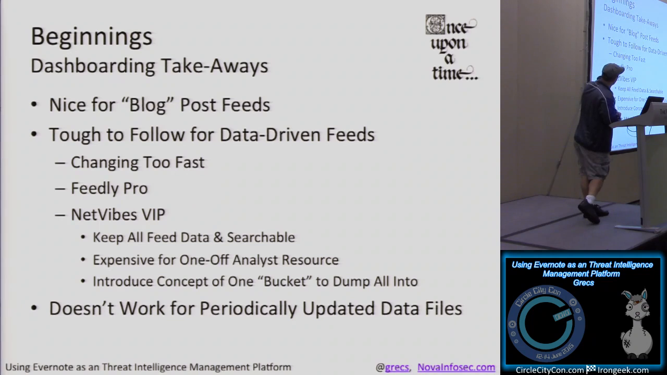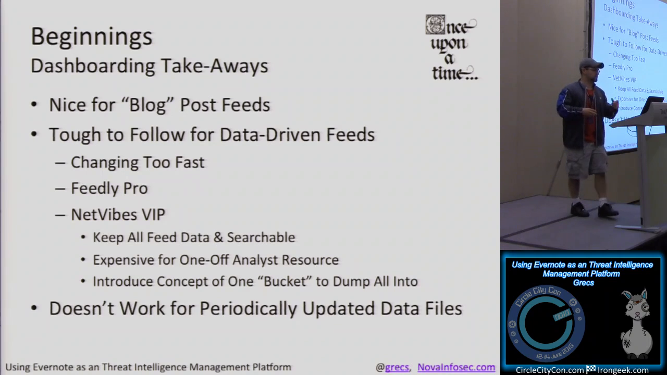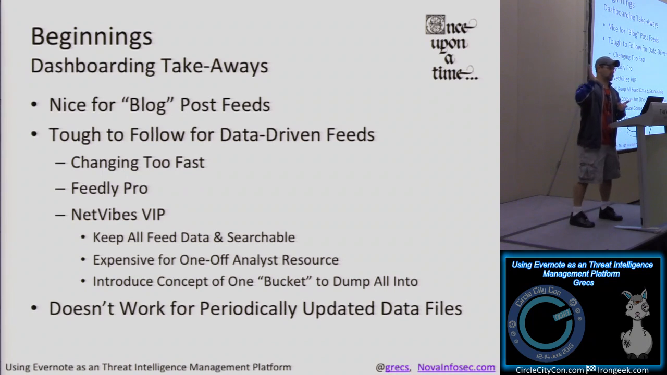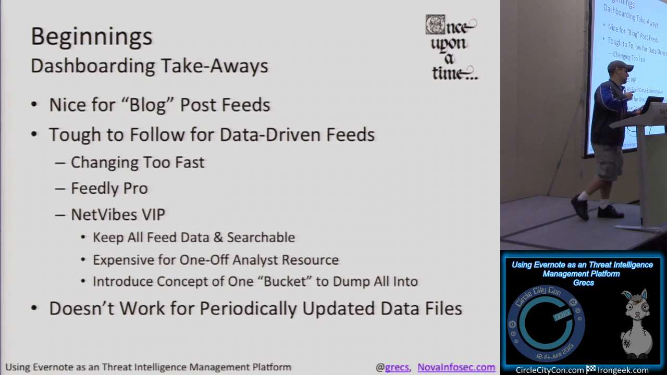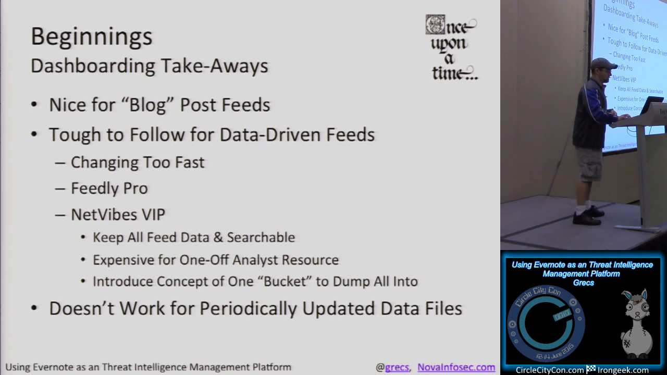The cool thing is they did have a solution for this. For the paid versions of the Feedly and NetVibes products, you could actually keep all that data and search it, but it's fairly expensive. And the other big thing is that it didn't work for files that were updated periodically, because usually you'll have sites with a big list, like a big blacklist of IPs, domains, whatever, and that list is just updated periodically. So there was really no way to get that sort of data into it.